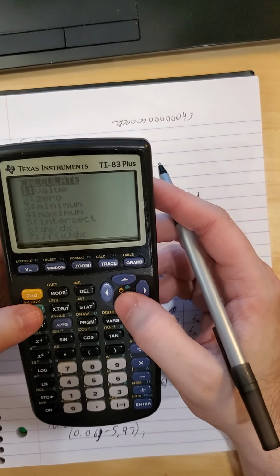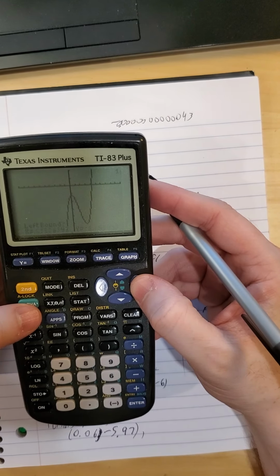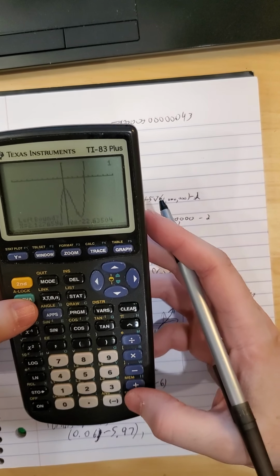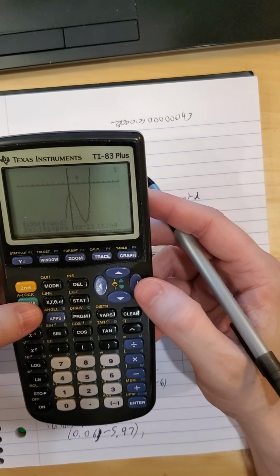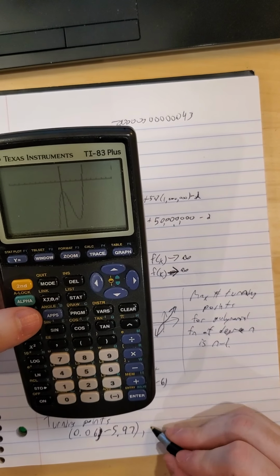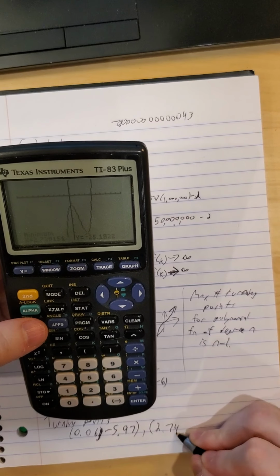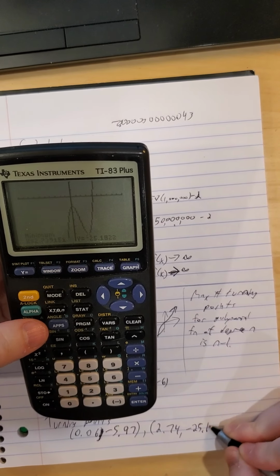And we have another turning point that's happening at a local min. So same idea, second calculate, local min, left bound, right bound, and a reasonable guess, let it think. So at about 2.74, -25.18.